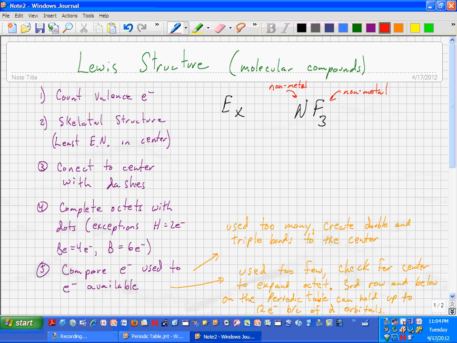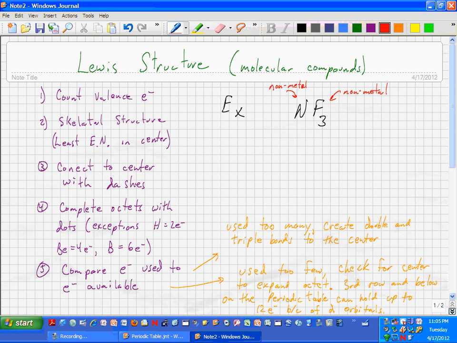After we draw that skeletal structure, we'd connect to the central atom with dashes. Then we would complete octets with dots. A few exceptions are hydrogen, which would only get 2 electrons max ever. So really it never gets dots, because one dash is going to equal 2 dots and we're done. Beryllium, 4 electrons, satisfies its octet, so it doesn't go to a full 8, and boron only goes to 6 rather than 8. In these three, I can't really think of instances where we'd even give them dots. Let's put it that way.